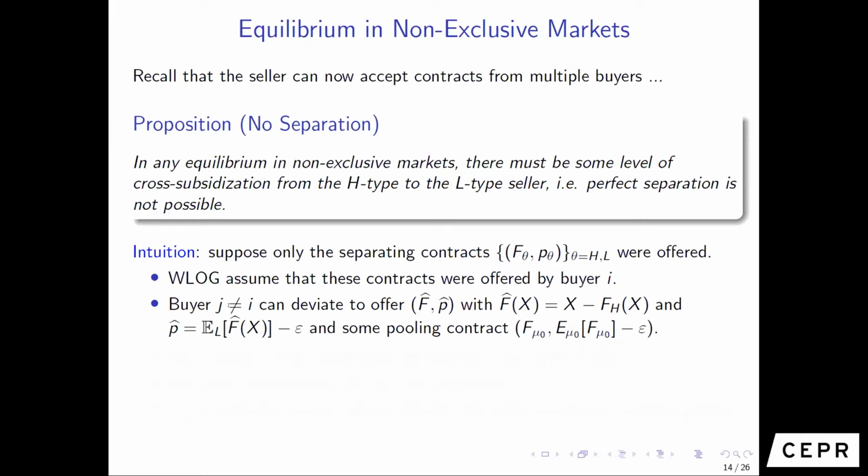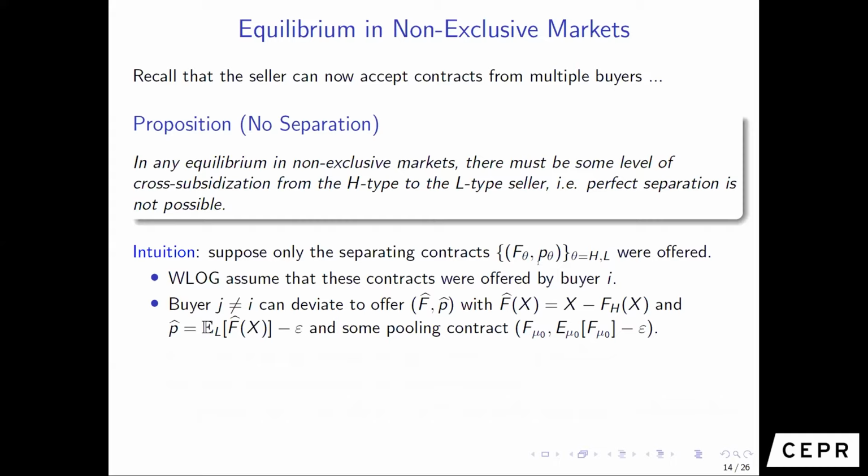Well, then another buyer J can deviate. It will offer two contracts in this deviation. One will be what we call F and P hat, which is basically offering to buy the cash flows the high type is retaining, at a price slightly below the low type valuation. Remember that the only reason you're able to separate through retention is because the low type is not willing to retain cash flows on her balance sheet while the high type is willing. Now, if you give the option to the L type of issuing those cash flows, then the low type will always want to accept the contract meant for the high type and then get rid of the retention with this deviating buyer.